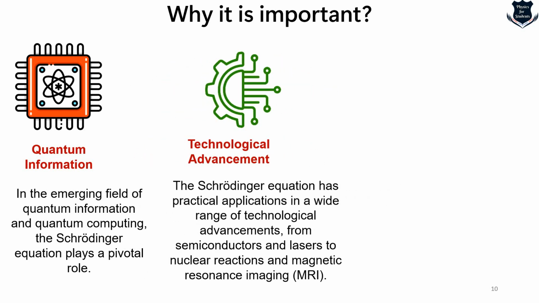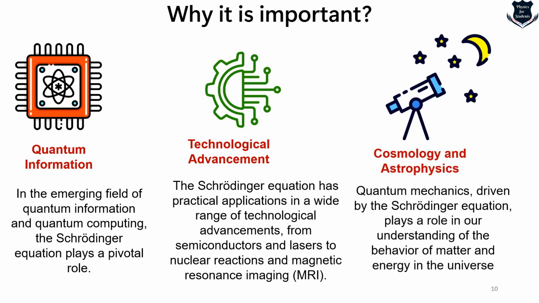Technological advancement: this equation also provides practical applications in a wide range of technological advancements, including semiconductors, lasers, nuclear reactions, magnetic resonance imaging, which we popularly call MRI, and various other things. Cosmology and astrophysics: yes, quantum mechanics driven by the Schrodinger equation plays a role in our understanding of the behavior of matter and energy in the universe. It is the study of the behavior of particles in extreme conditions such as inside stars or black holes.